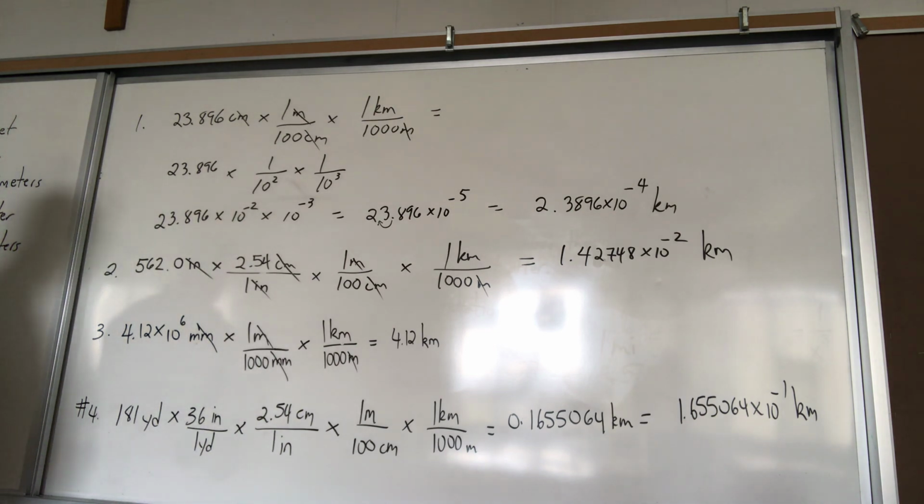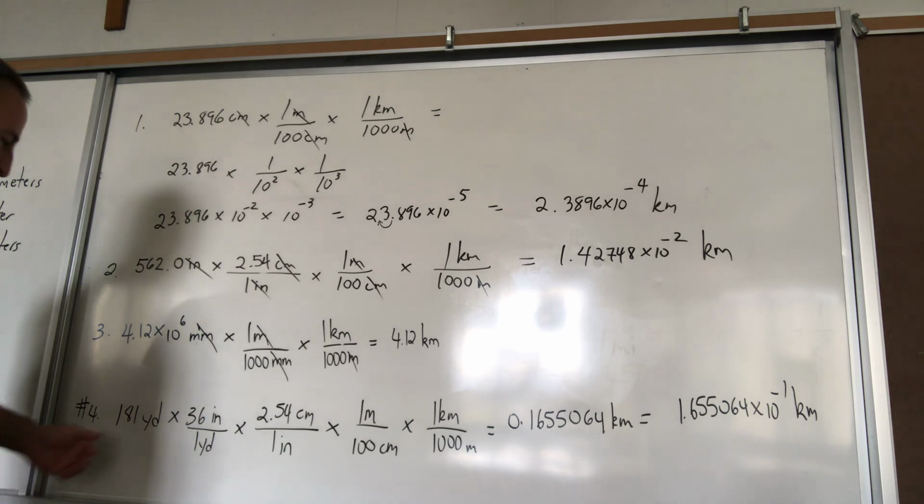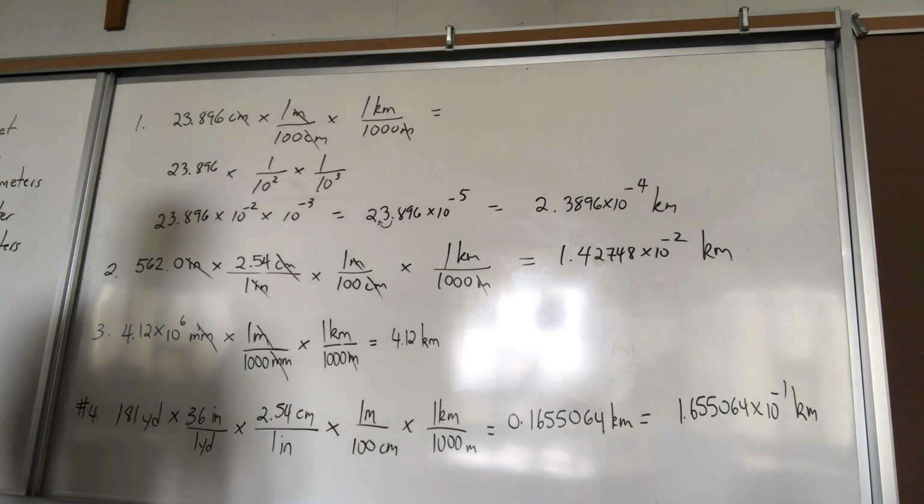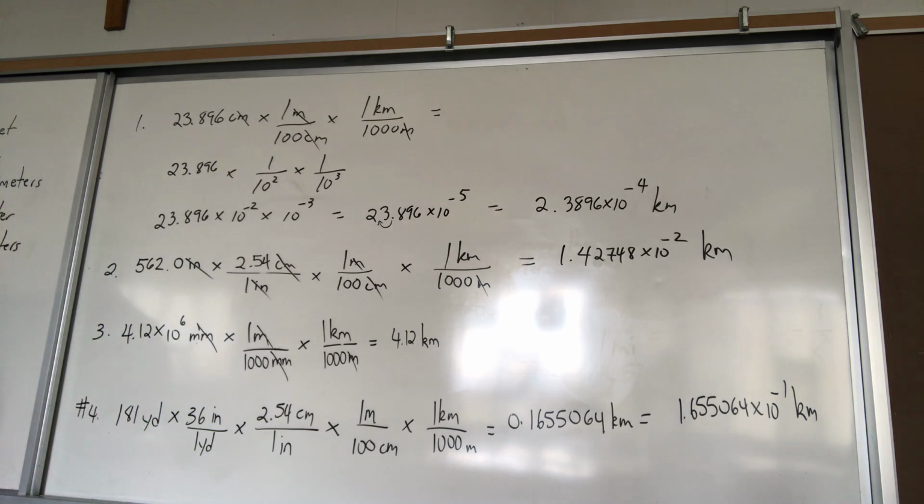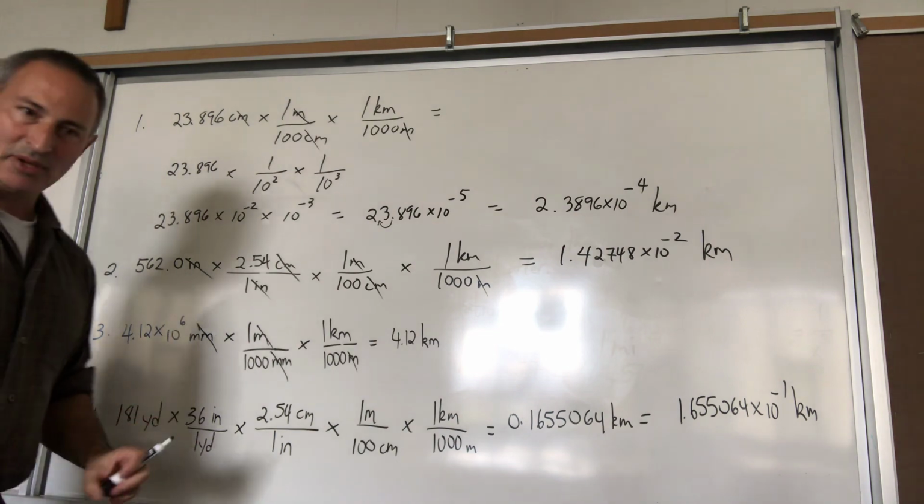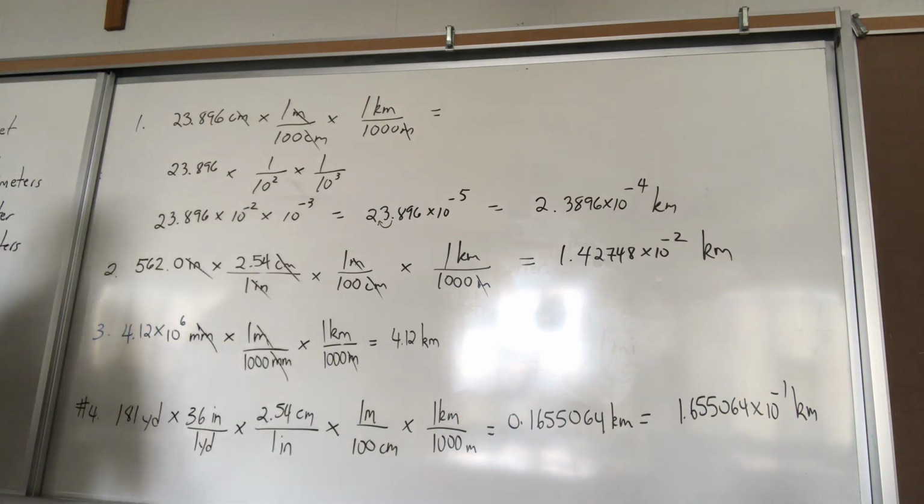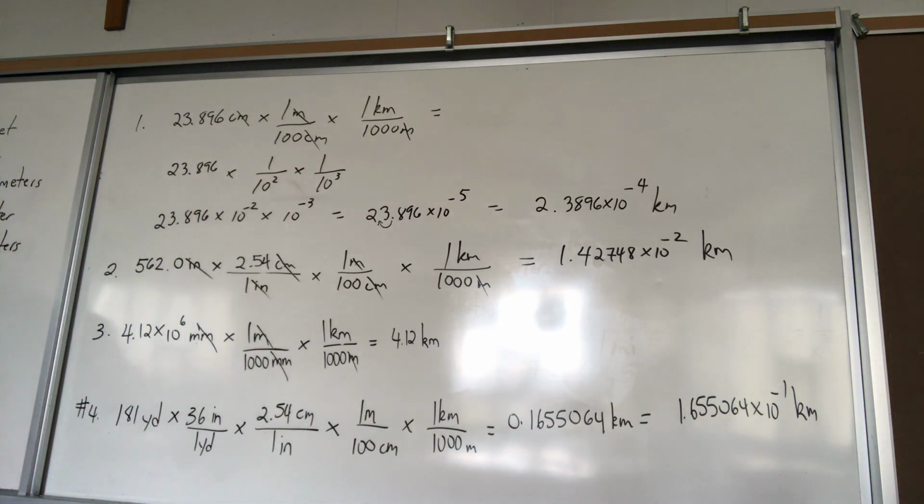The fourth question, 181 yards. In a yard, you have 36 inches. I may not have put that there. I actually put 3 feet equals a yard. So I skipped a step here for you, assuming that you all knew that 36 inches equals 1 yard.